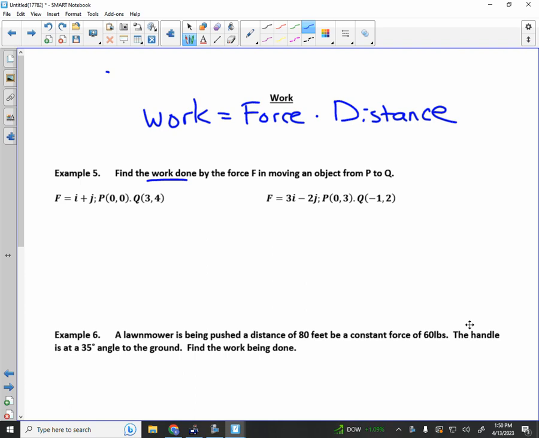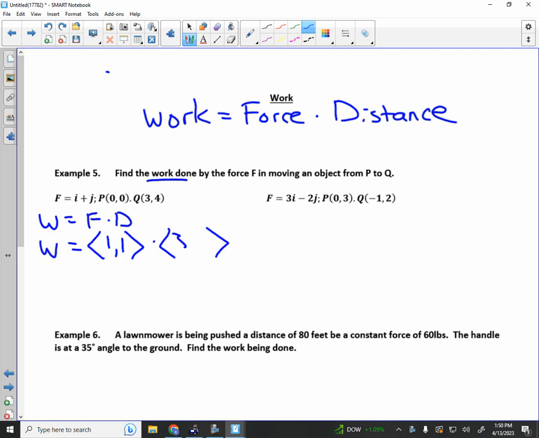We need a force vector, so work is equal to force times distance. I have a force vector. The force vector is i plus j, which is just 1, 1. That's my force vector. Now, I need a distance vector. The distance vector has a horizontal component. It has a vertical component. What is the horizontal distance moved here in this situation for P to Q?